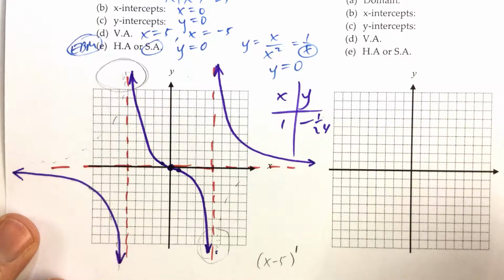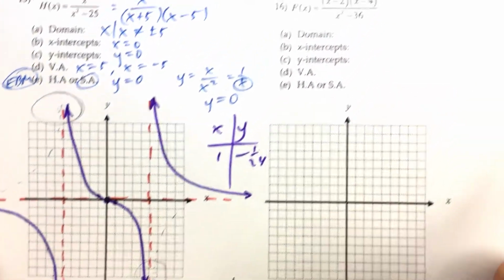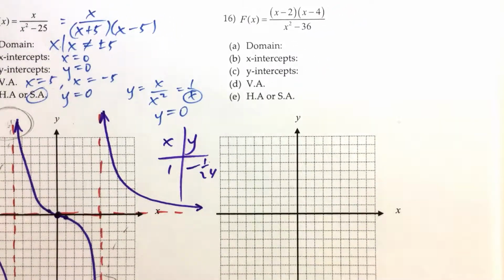There you go. No holes in the graph because we didn't cancel any factors. And let's see if we can figure out what the graph of number 16 looks like. I'll do that in the next video.